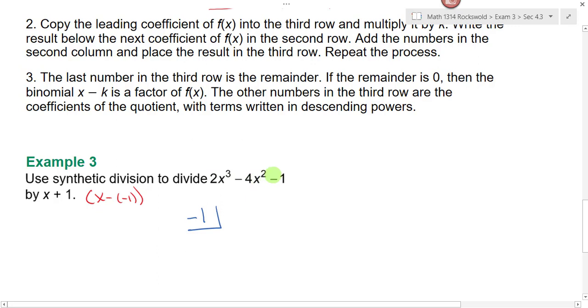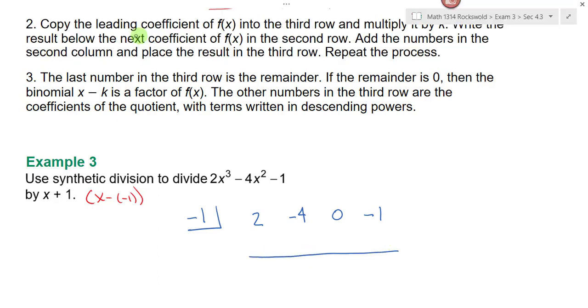Then we write the coefficients of our polynomial out beside that number that we're going to be dividing by. This is a third degree polynomial, so my coefficient for x cubed is 2, the coefficient for x squared is negative 4, the coefficient for x is missing, so I'm going to put a 0 because I can add a 0x there, and then I need the coefficient for my constant term. The way this works is you bring down that first number, so that's going to give us 2.